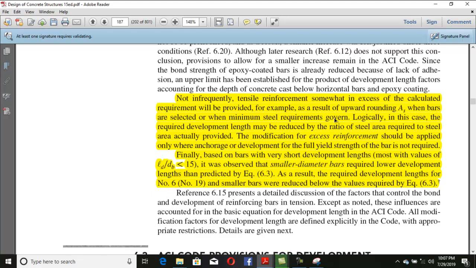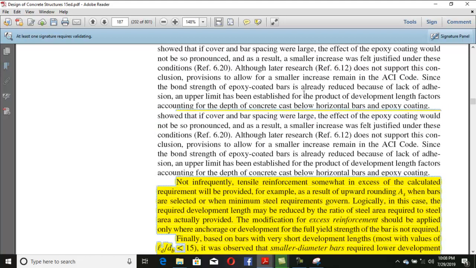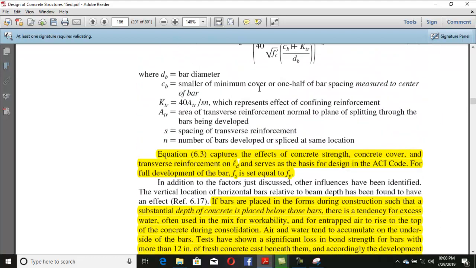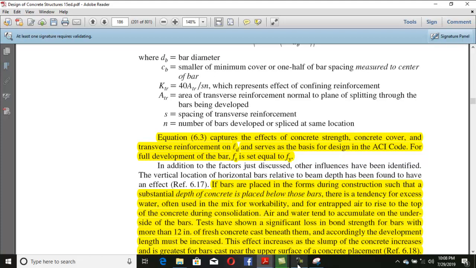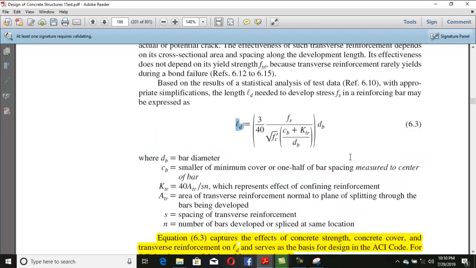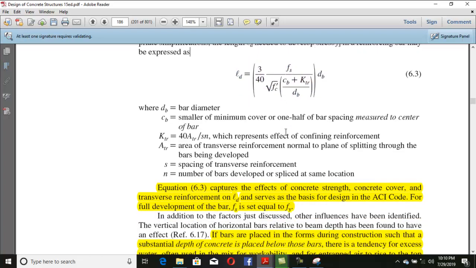जब आप 5 बार प्रोवाइड करते हैं उसकी वजह से आपकी एसटी बढ़ जाता है। So whenever you increase your AST, that excess steel which you are providing has an effect on the development length, and the length which you calculate from that formula LD, you have to multiply this length with that steel ratio. So basically this is the basic ACI-based formula, which is used.